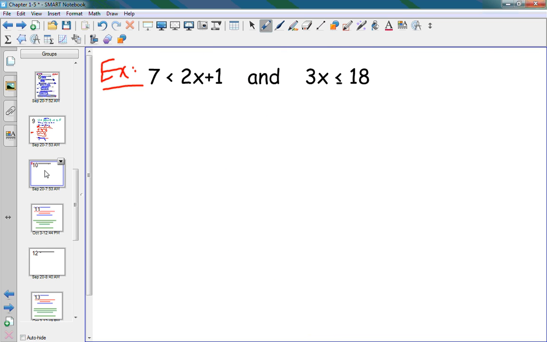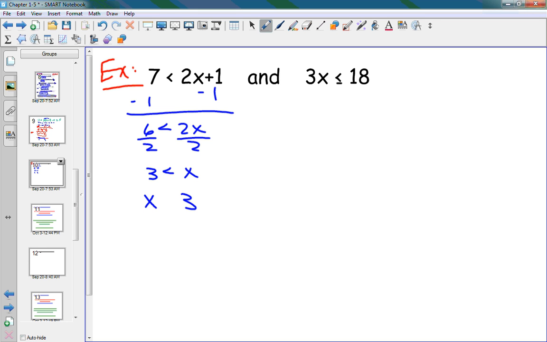This is also an and. So I'm going to solve each one of these individually. I'm going to subtract 1. So that gives me 6 is less than 2x. Divide by 2. 3 is less than x. Now, I don't like the way that looks, so I put the x to the left. I put the 3 to the right.